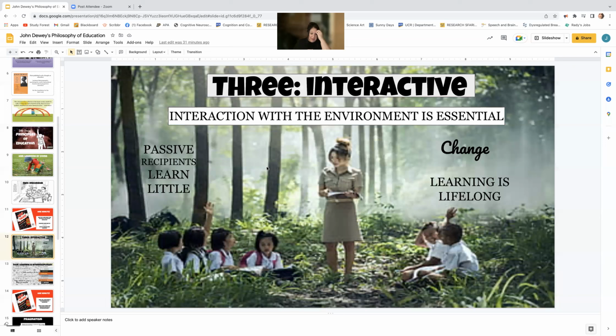He believed that passive recipients learn very, very little. So he was not into the rows of students sitting in a classroom, just listening and memorizing their things. No, he wants interaction. He wants constant engagement, that kind of thing. So that is what he means by he wants it to be interactive.